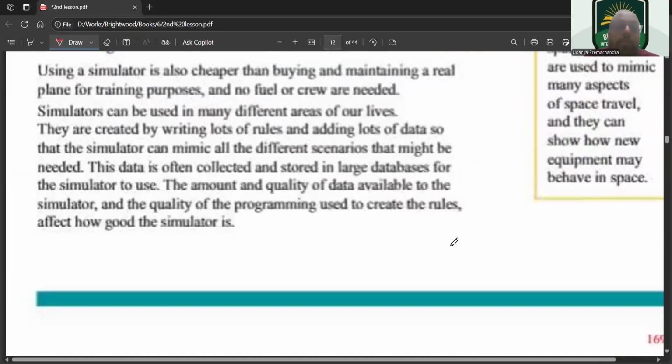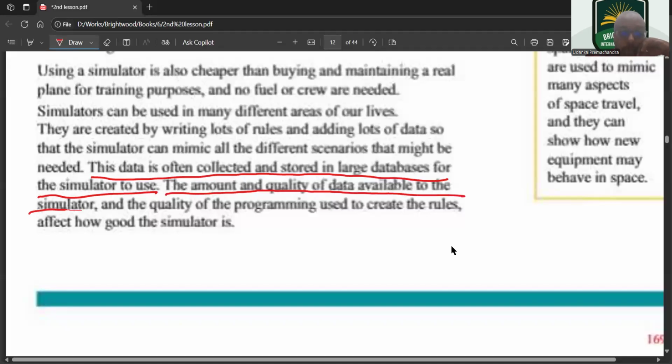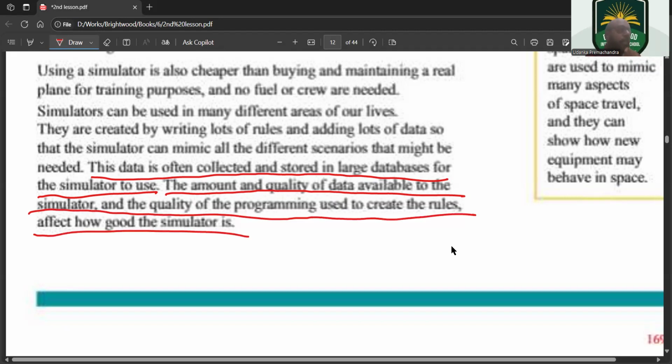This data is often collected and stored in a large database for the simulator to use. They gather data while practicing with the simulator, at the final stage, about the flying part and all the other details. The amount and quality of data available to the simulator, and the quality of the programming used to create the rules, affect how good the simulator is. You can check how well it is working and other details.